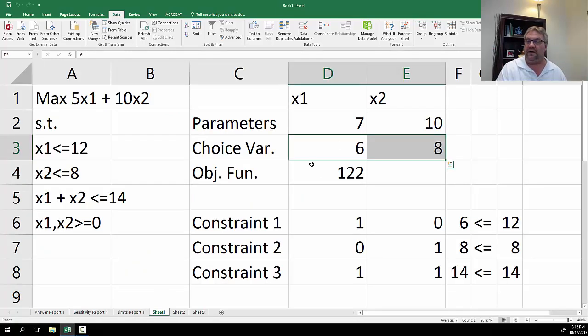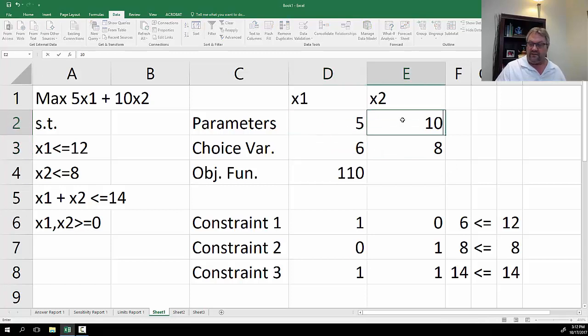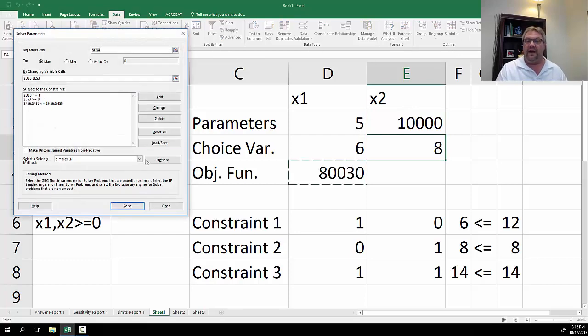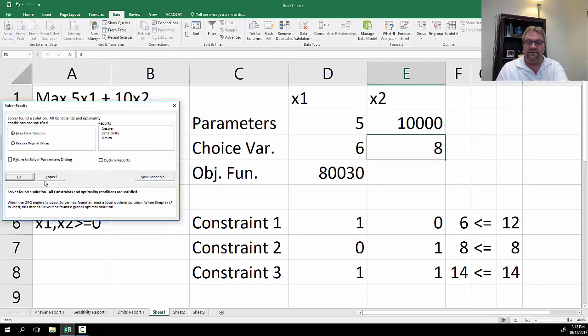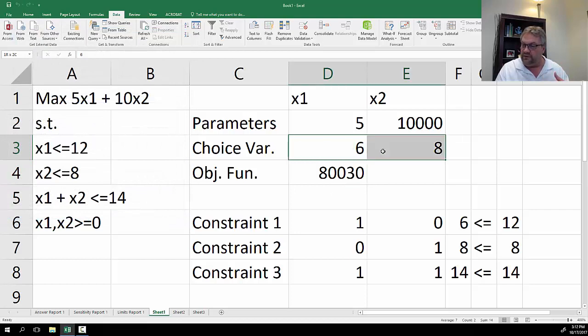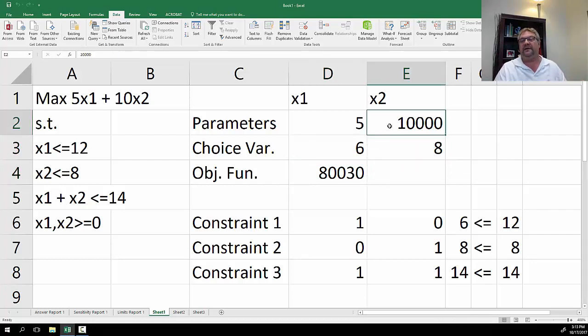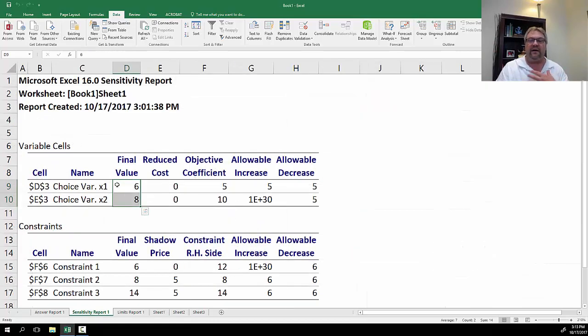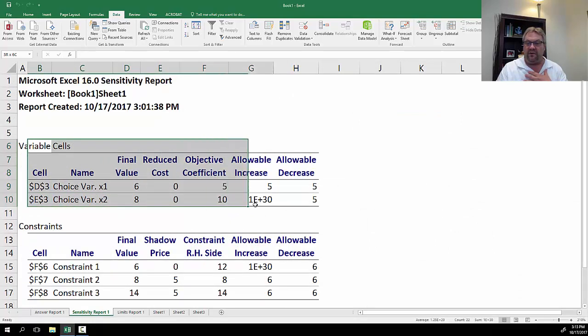To show you that, I'll go back. Here's 5. No, seriously, and I'll make this like 10,000, and I'm going to solve it. And I'm still going to produce 6 units of good 1 and 8 units of good 2. Yes, my profit has gone up substantially, but that's because the profit per unit on good 2 went up substantially. So that's what this area of the sensitivity report is telling you about.